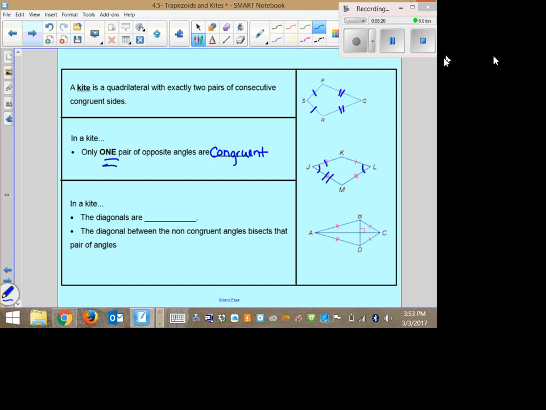So in a kite, the diagonals are perpendicular. And note that the diagonal between the non-congruent angles bisects that pair of angles. So that's saying that since we have B and D as our congruent angles here, the diagonal that does not connect those angles bisects the other two angles. So you can see that angle C is bisected, and then angle A as well is bisected. But note that angle A is not necessarily congruent to angle C. Come in and ask questions if any of those confuse you, and we can work our way through them.